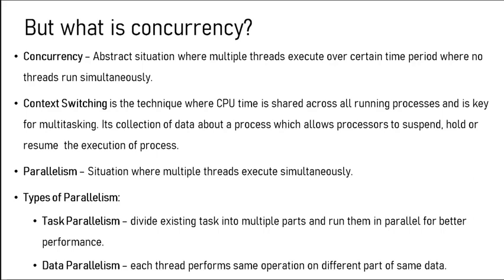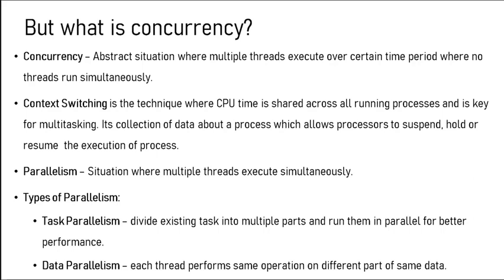Context switching is a technique where CPU time is shared across all the running processes, and it is key for multitasking. It is a collection of data about your process which allows processes to either suspend or hold information to resume the execution or kill the process. When we talk about parallelism, parallelism is all about performance, whereas concurrency is all about switching between existing tasks.